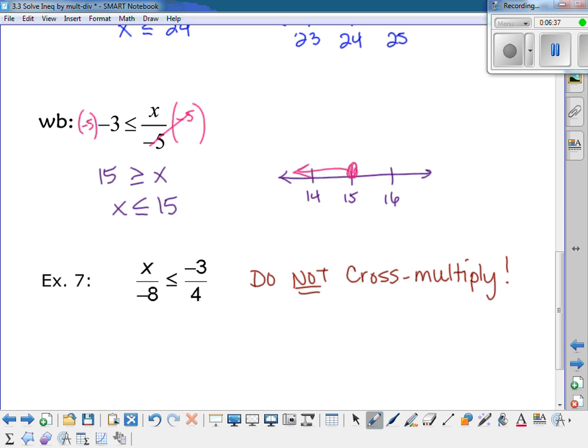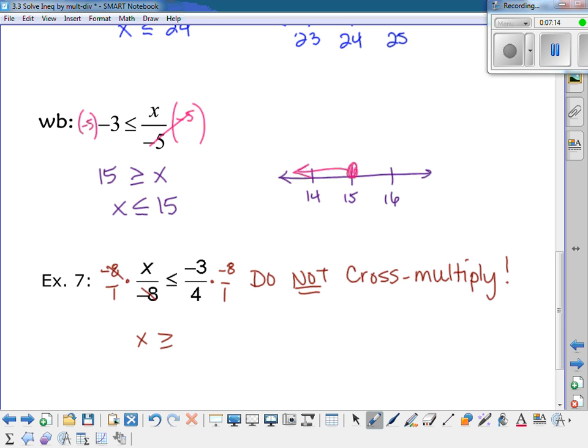So instead of cross multiplying, what do you guys think I should do? What's being done to the x? It's being divided by -8. And the opposite of division is multiplication. So that's what you need to do. You need to multiply both sides by -8. It's -8 over 1, right? So on the left side, the -8's cancel out, and I'm just left with x. And then you have to remember to flip the symbol because we multiplied by a negative.